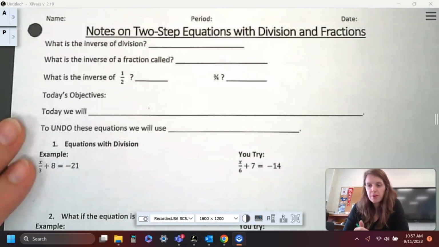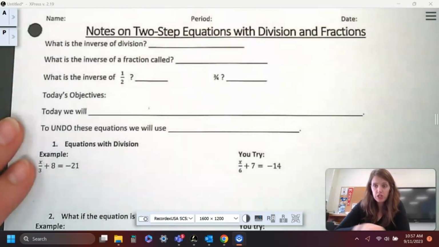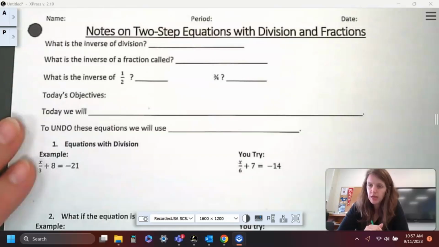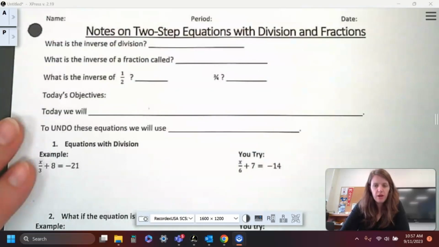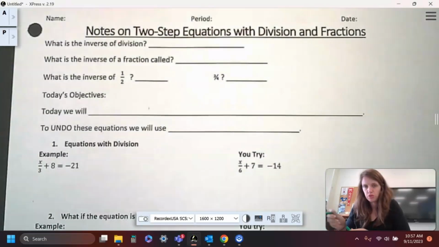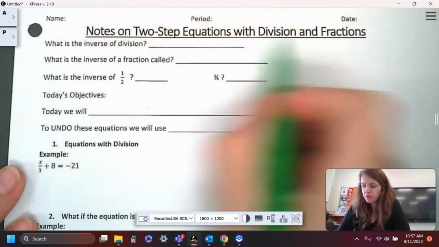All right, so we're going to talk about our division and fraction problems that have two steps, okay? So we did a lot of division and fraction problems with one step, but I just want to make sure you guys, once you get to a two-step one, you don't think, oh, this is something different and I don't know how to do this now. You should hopefully be able to do them this way as well. So two-step equations with division and fraction.